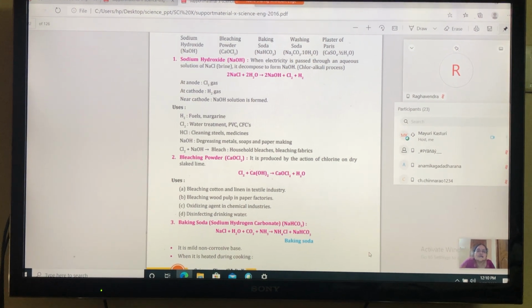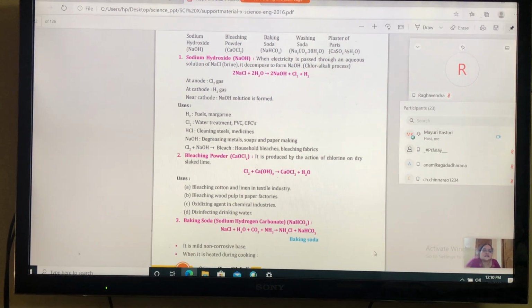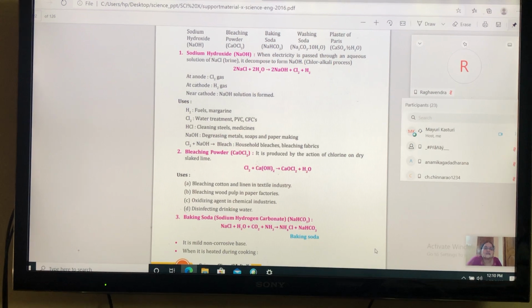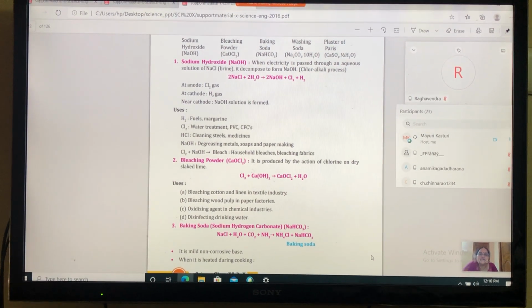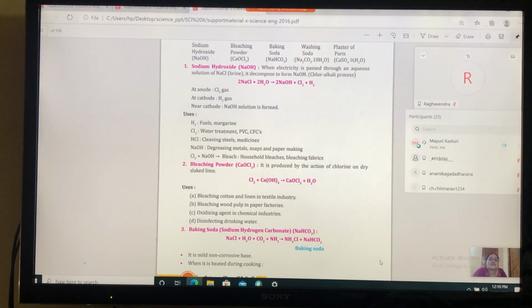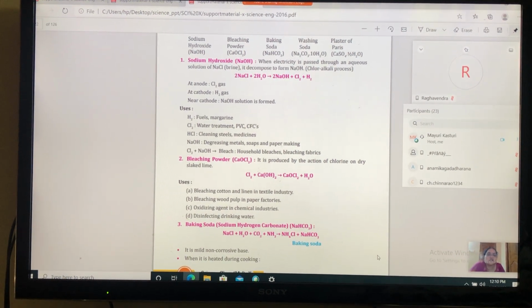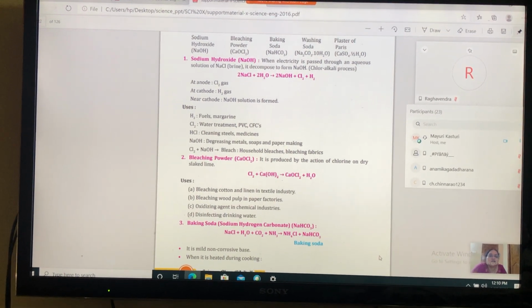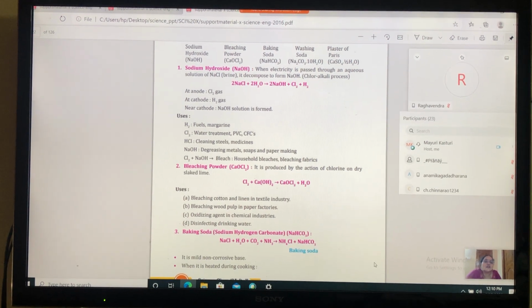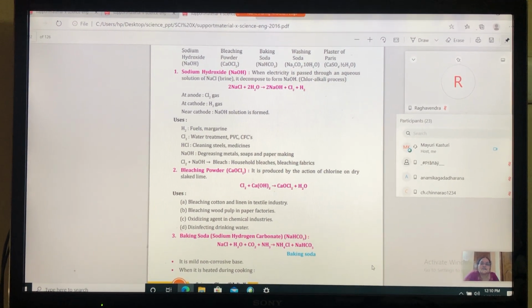What is dry slaked lime? Calcium hydroxide, Ca(OH)2. When you pass chlorine over calcium hydroxide, what will you get here? Calcium oxychloride, CaOCl2, plus water, H2O.